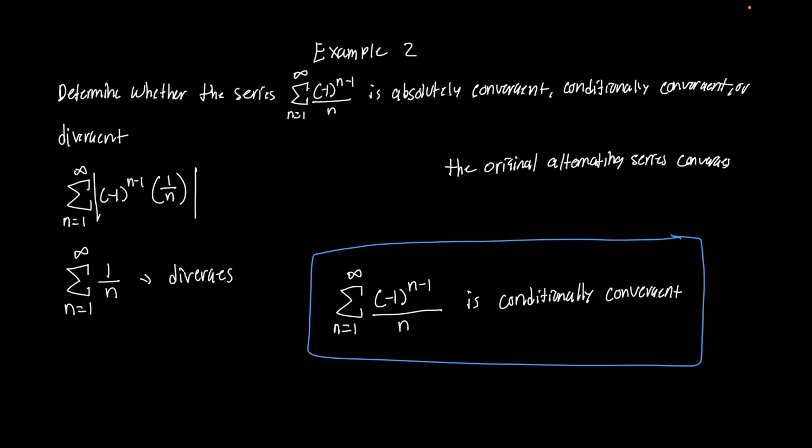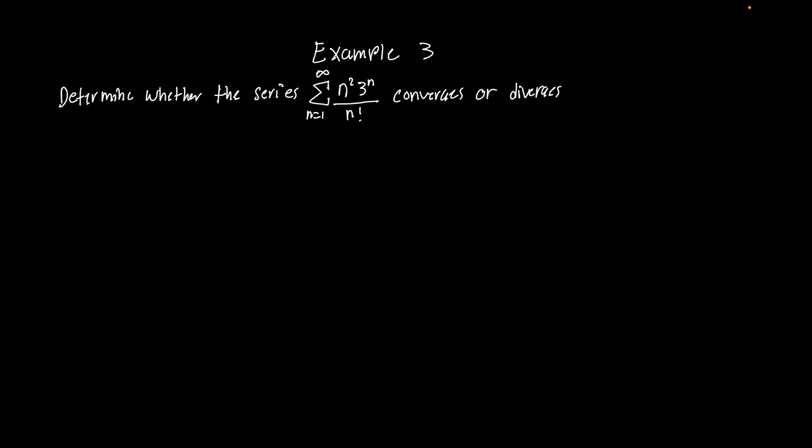So we know that in this case the absolute value one diverged, but the original one converged. So if you remember from the theorem, if the original one converges but the absolute value one diverges, then this series is conditionally convergent. That's our final answer. Now we're going to be moving into our next problem.